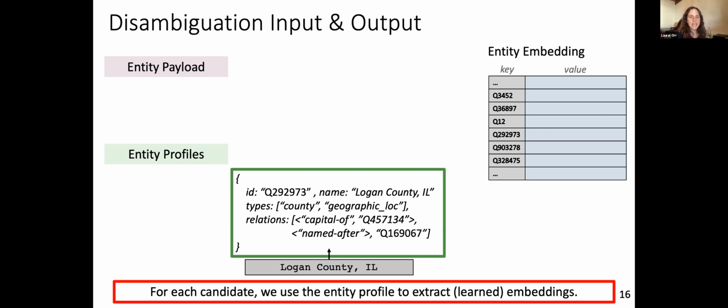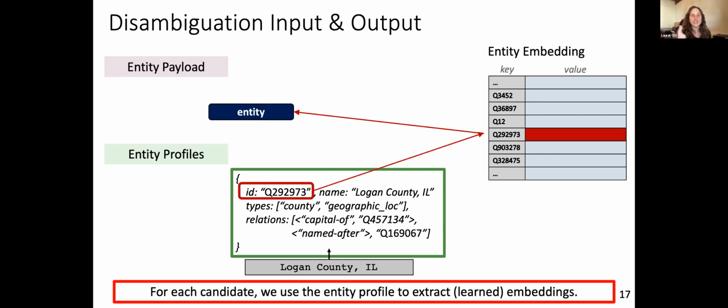So take here the candidate Logan County, Illinois, and its associated entity payload. So the first step in generating this entity payload, which is a representation of an entity, is we go ahead and extract a unique embedding for every entity in a simple embedding matrix, which you can think of as like a key value store. So the key here is the unique entity ID, and the value is going to be its embedding representation. So you first extract this for every unique entity.